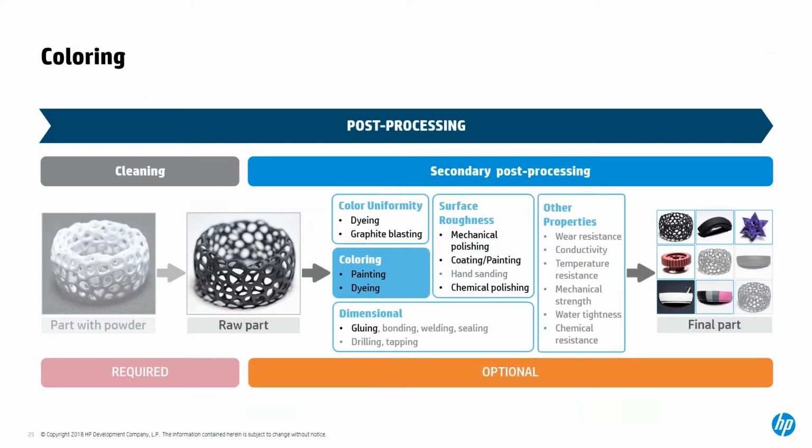Then if we move into the coloring, there are two main post-processes that could be done in this case: painting the parts or dyeing the parts. In this case, I would like to clarify that in the 580 printer, the parts can be directly printed in color. So this will be a case where these post-processes are not necessary.